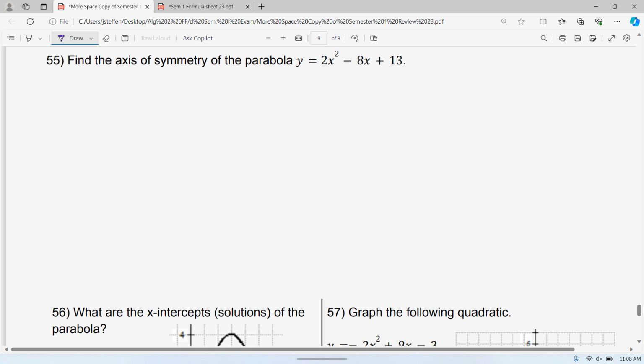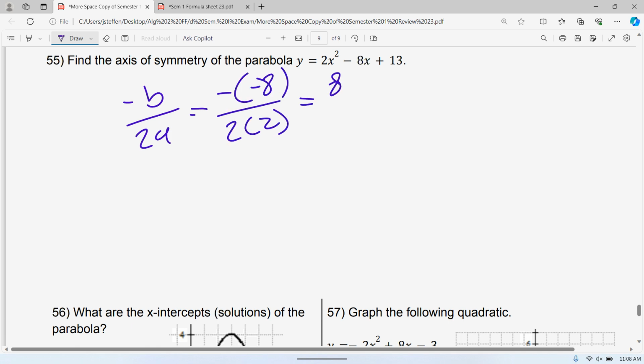You have a formula, negative b over 2 times a. It's negative 8 over 2 times negative 2. That's positive 8 over 4, which is equal to 2. Technically, it should be x is equal to 2, but again, it's multiple choice, so you're not going to miss that because of that notation.